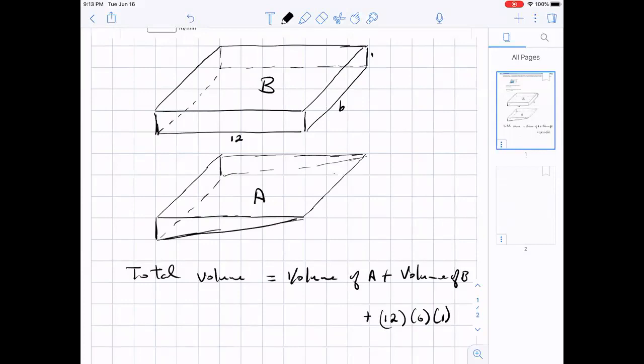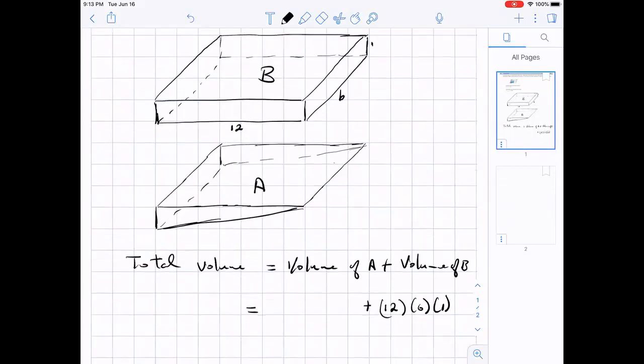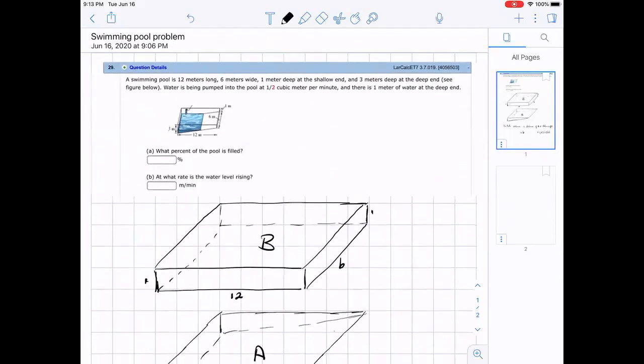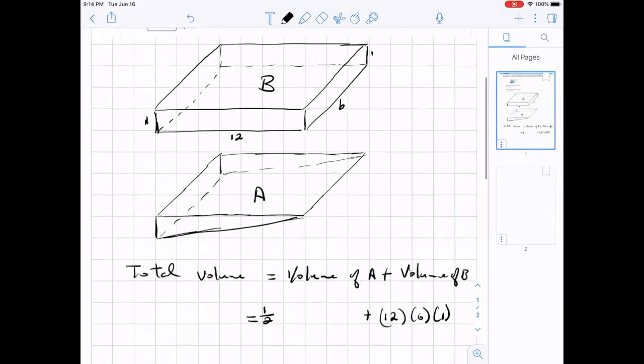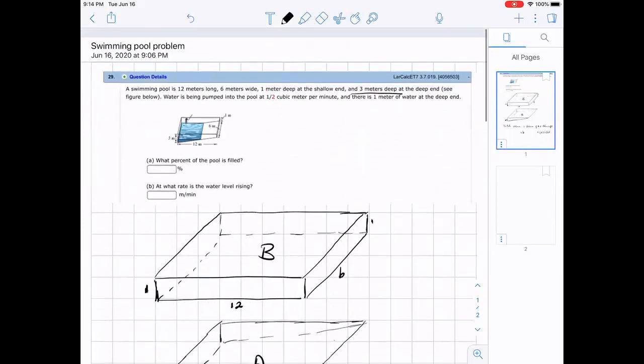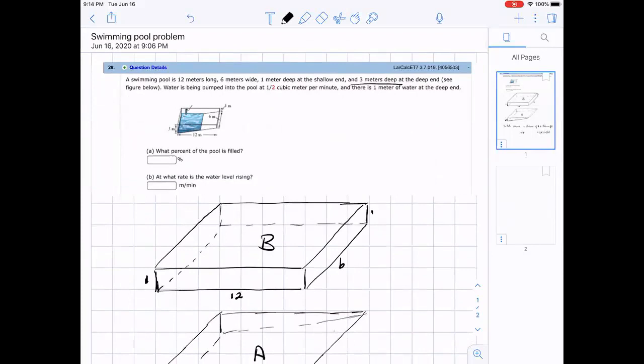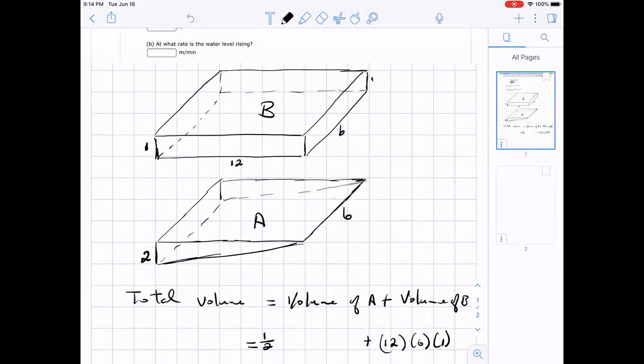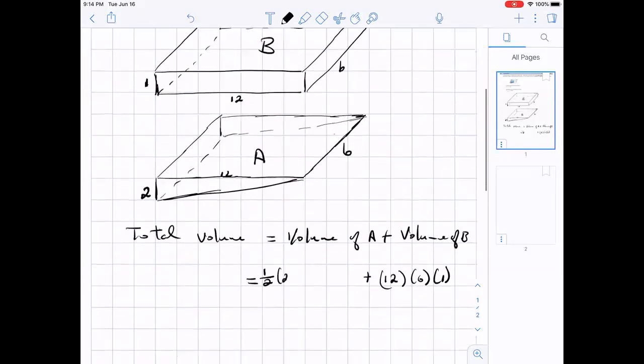And for the volume of A, since it's triangular, it's going to be 1/2. Now keep in mind that if this here is 1, if you look at the question, the total is 3 meters deep. So if this is 1, then this has to be 2, because when I put them together it was 3 meters deep. And 1 meter deep at the shallow end. Well, it doesn't matter with the shallow because this is already cut out here. This is still 6 and this is still 12. So it will be 1/2 times 2 times 12 times 6.